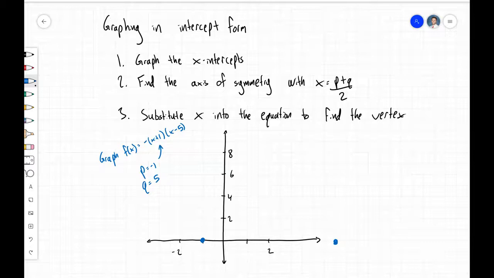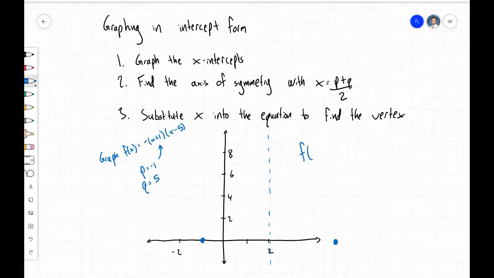So remember, our axis of symmetry needs to be halfway between p and q. So we can find that by adding negative 1 plus 5 and dividing by 2. Negative 1 plus 5 is 4, and 4 divided by 2 equals 2. So our axis of symmetry is going to be at x equals 2, which means our vertex will be at x equals 2. And now we substitute that into our equation.